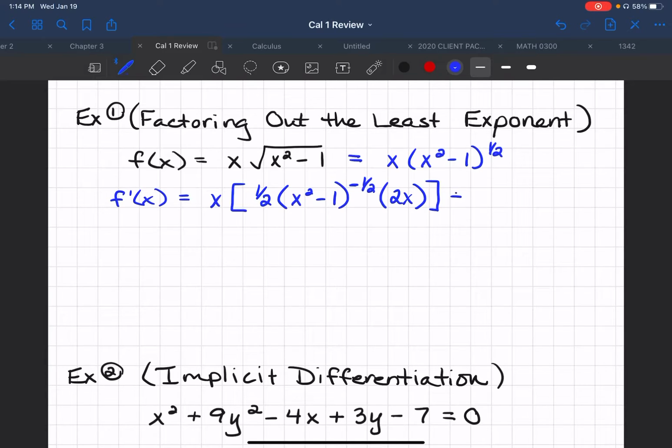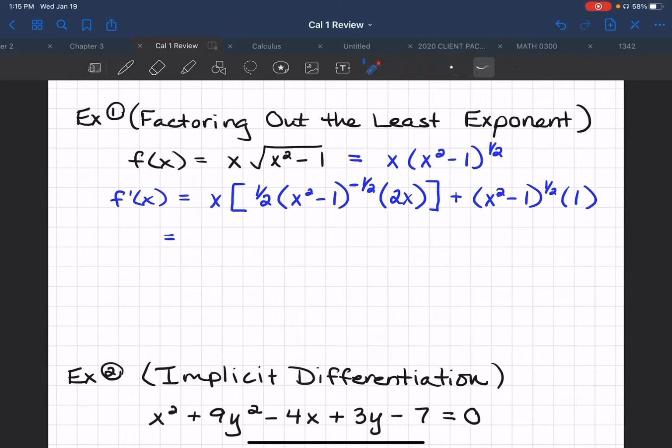And then we'll have plus the second times the derivative of the first, and the derivative of x would just be 1. So that's our derivative. We used the product rule and the chain rule. Let's clean it up a little bit.